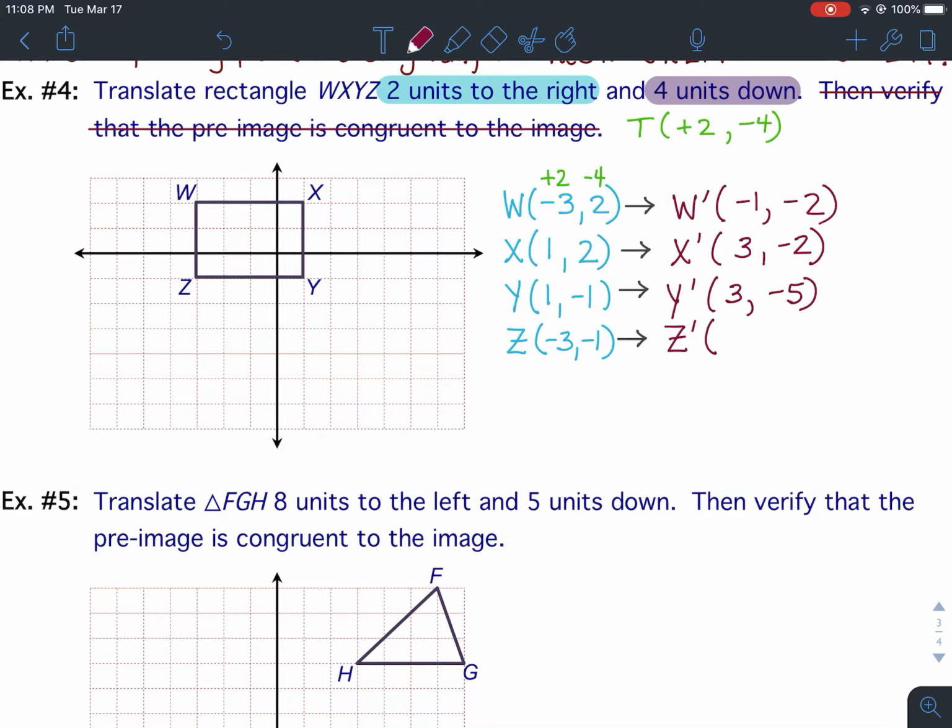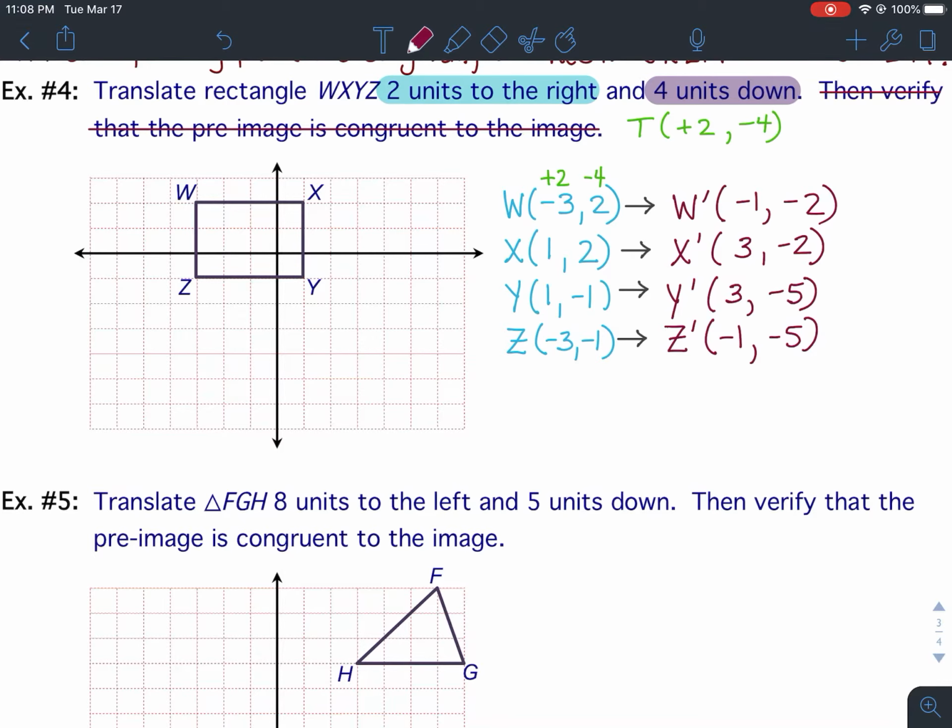For Z prime, -3 plus 2 is -1. And -1 minus 4 is -5. Again, you could do that either way. You could do -1 minus 4 or -4 minus 1. It doesn't matter. If you do it correctly, you'll get the correct answer. After you find your new points, plot them.